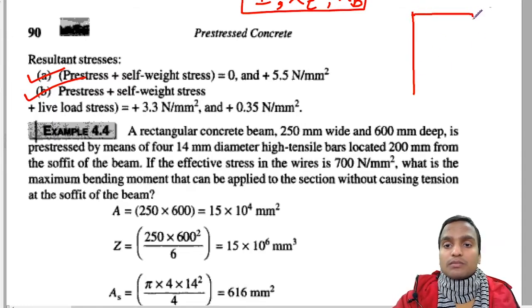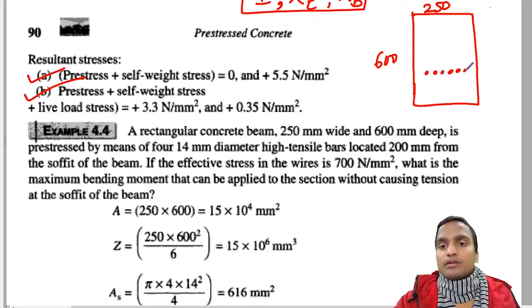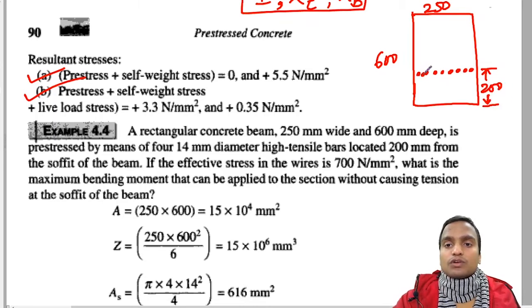Let's draw the diagram here, and this is our 250 mm and this is our 600 mm, and there are some bars at a distance of 200 mm from the bottom. Okay, so don't count the number of bars. I don't know how many bars are there, but the diameter of the bars is 14 mm. So this distance from the soffit is given as 200 mm.